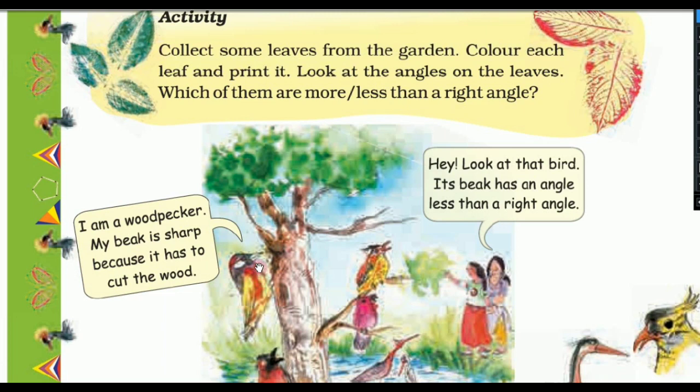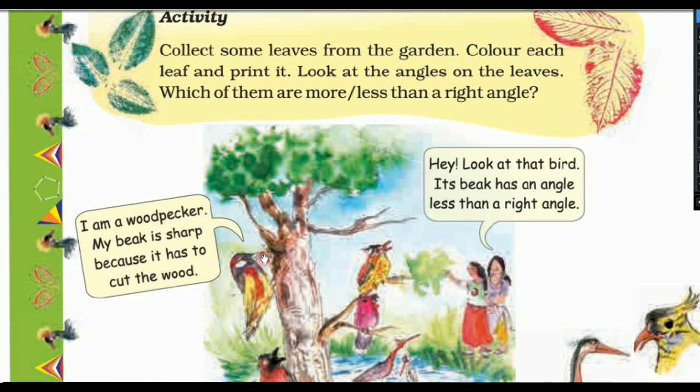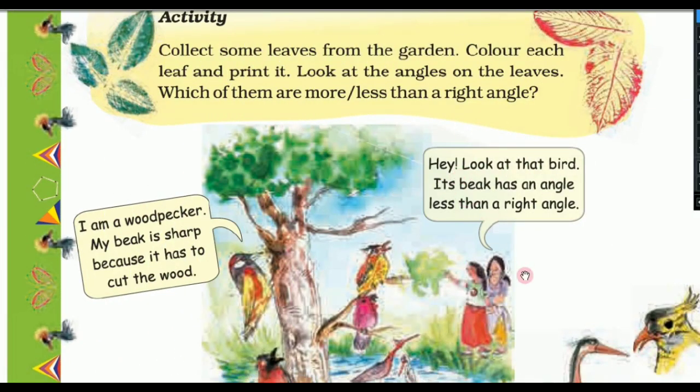Here the woodpecker says, I am a woodpecker. My beak is sharp because it has to cut the wood. So observe the beak of a woodpecker. Now here these girls are talking. One girl said, hey, look at that bird. Its beak has an angle less than a right angle. See here, this is the beak of a bird and it makes a less than a right angle.